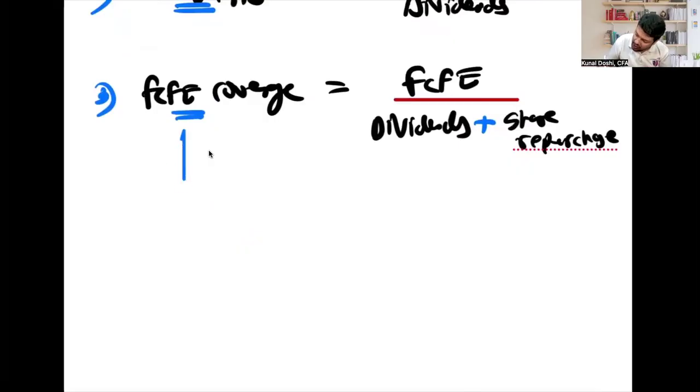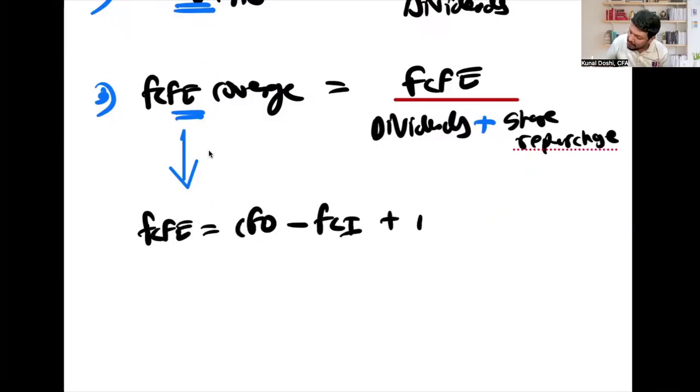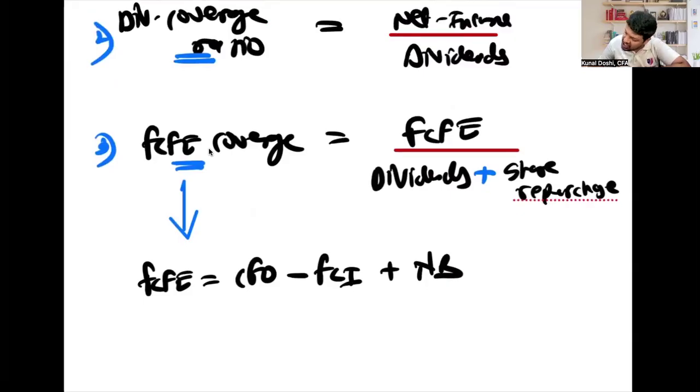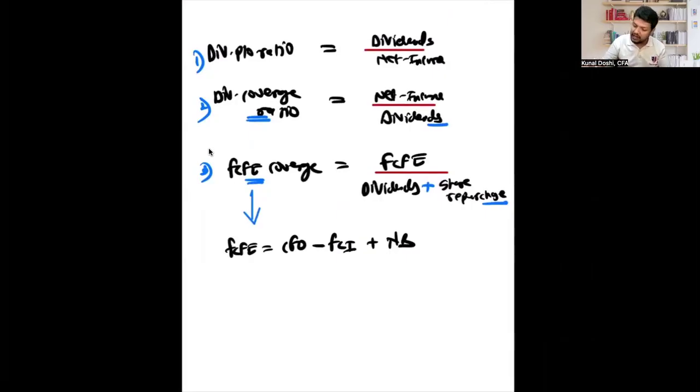I will just write down the formula of FCFE, which we've done in equity. Free cash flow to equity using CFO: net income plus non-cash charges, minus changes in working capital, minus fixed capital investment, plus net borrowing. This is going to be your formula for FCFE, which you've already covered in equity by now. So what is the only difference in FCFE, guys? In FCFE, you also take share repurchase. In dividend coverage, only dividends. That's the only difference.